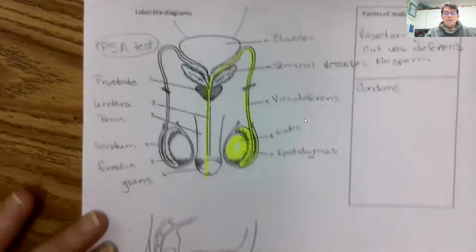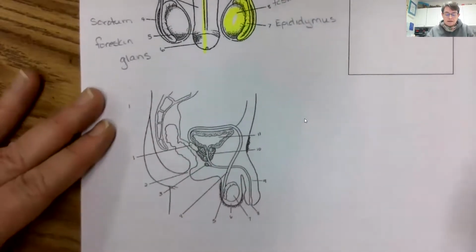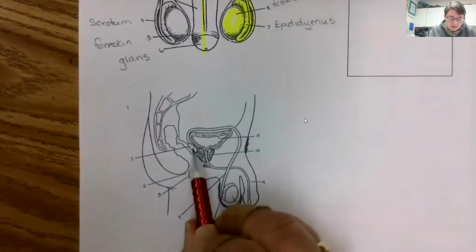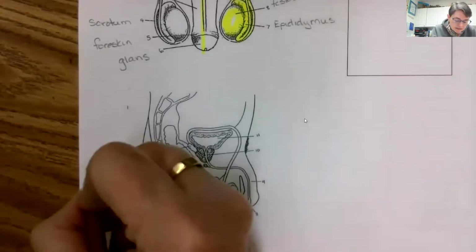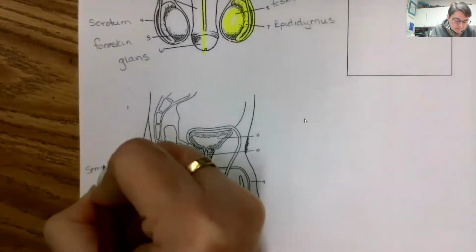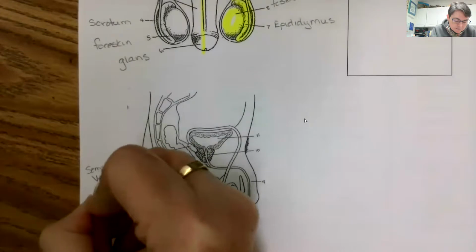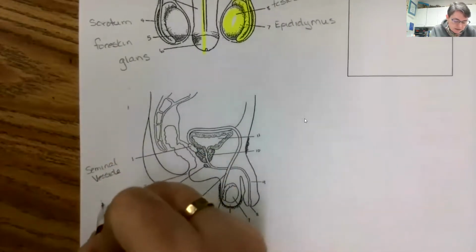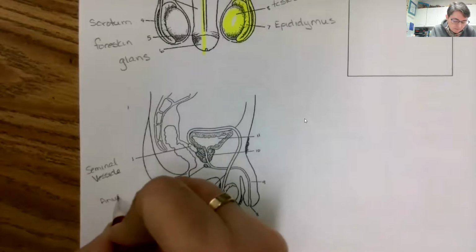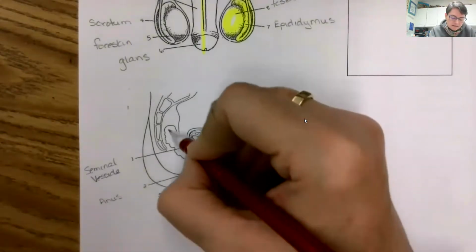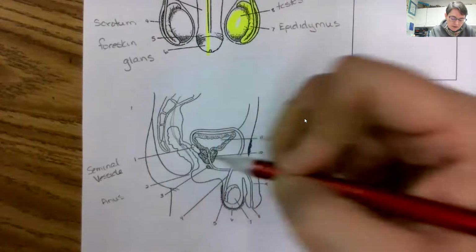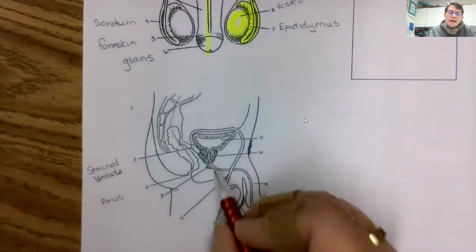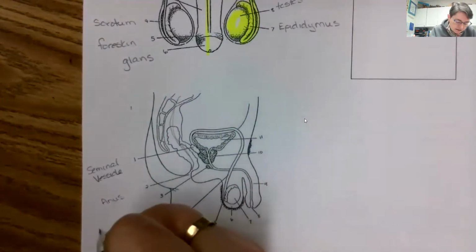All right, sideways diagram. All right, so number 1 is a seminal vesicle. Number 2 is the anus. Okay, so this is the end of the digestive system. The digestive system goes up that way. This little bitty guy there, he's not on the other diagram. It's called the Cowper's gland.